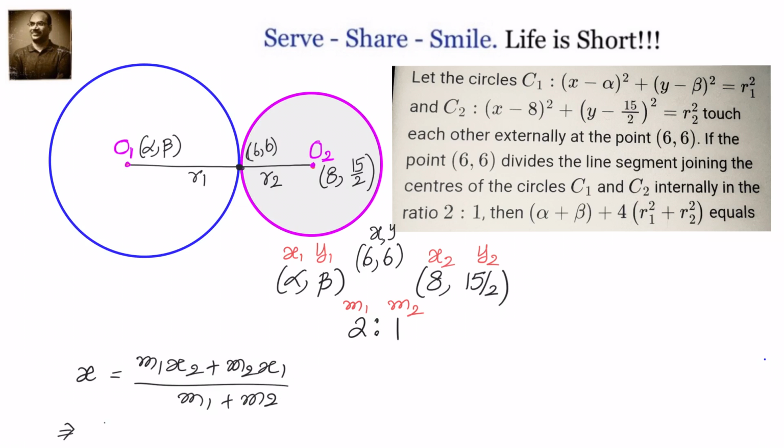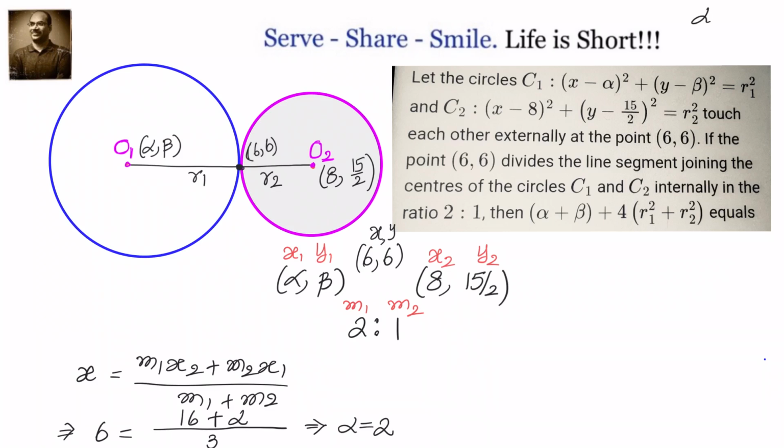Let us substitute values. X equals 6, m1 into x2, 2 into 8, is 16, plus m2 into x1, that is alpha, so 16 plus alpha, divided by m1 plus m2, that is 3. 16 plus alpha by 3 is 6, so 16 plus alpha is 18, alpha equals 2. Now let's go to the y coordinate.